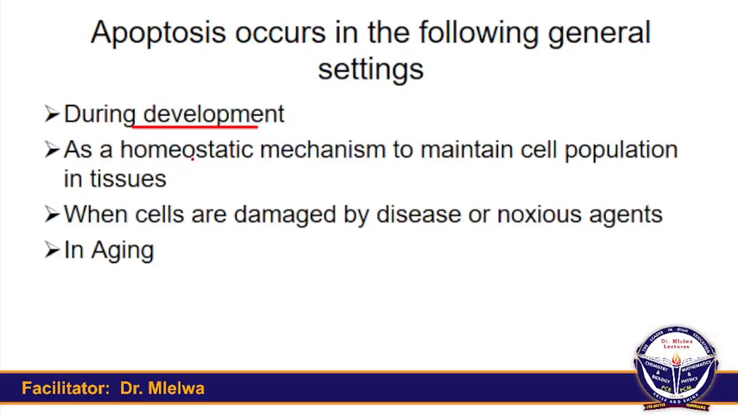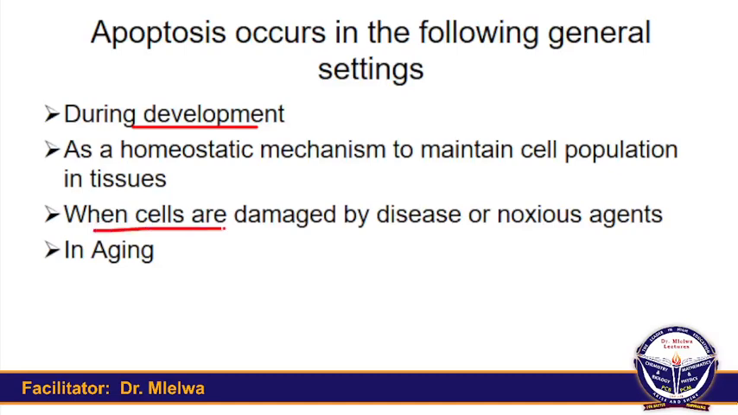Also it is a homeostatic mechanism to maintain cell population in tissue. The cell population can become large, and then apoptosis removes those cells. That is why one of the causes of neoplasia might be failure of apoptosis to occur. If apoptosis does not occur, it means the tissue will proliferate more than normal. But when apoptosis occurs, if the tissue proliferates, apoptosis removes the excess cells. That means in the absence of apoptosis, the tissue will proliferate more than normal, and that excessive proliferation is already cancer.